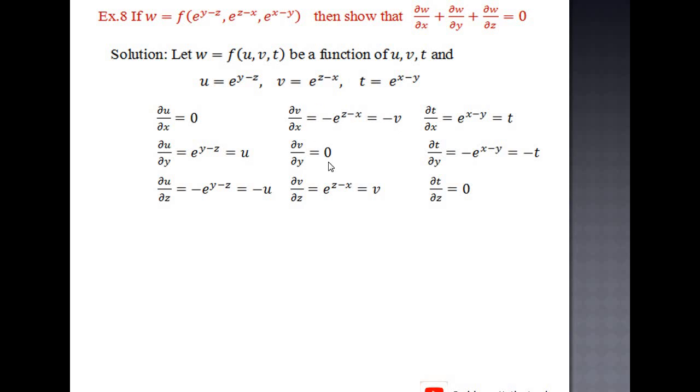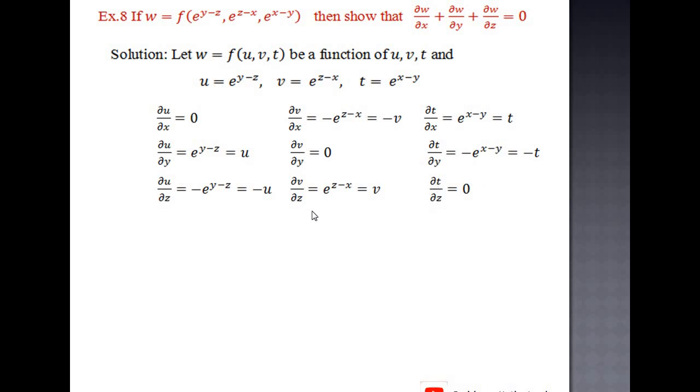The derivative of v with respect to y is 0, and the derivative of v with respect to z is the derivative of e raised to z minus x, which is e raised to z minus x, that is v. The derivative of t with respect to x: the derivative of e raised to x minus y is e raised to x minus y, that is t. The derivative of t with respect to y: the derivative of e raised to x minus y is minus e raised to x minus y, because the derivative of minus y is minus 1, that is minus t. And the derivative of t with respect to z is 0.